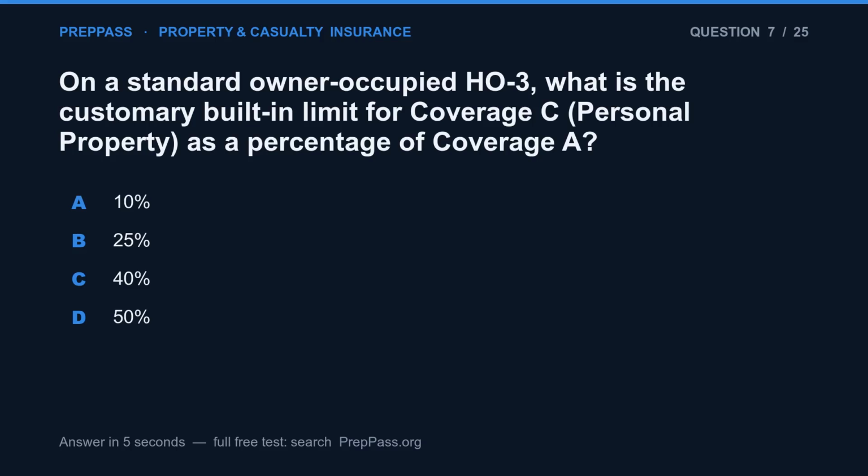Question 7. On a standard owner-occupied HO3, what is the customary built-in limit for coverage C, personal property, as a percentage of coverage A? A. 10%. B. 25%. C. 40%. D. 50%.